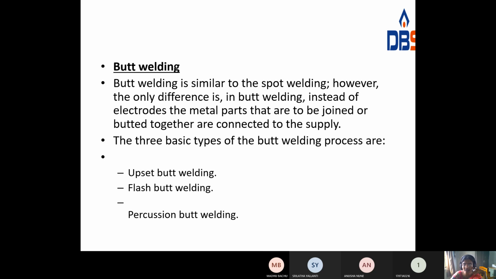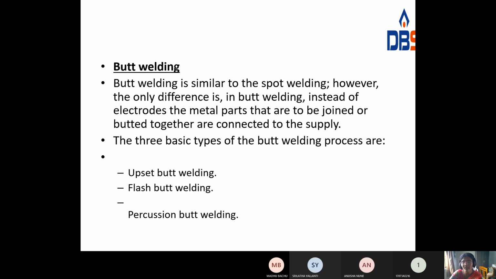Okay, so this butt welding is also similar to spot welding. However, the only difference is that in butt welding, instead of electrodes, the metal parts to be joined are connected to the supply. There will be no use of electrodes here. The metal parts are given directly to the supply.